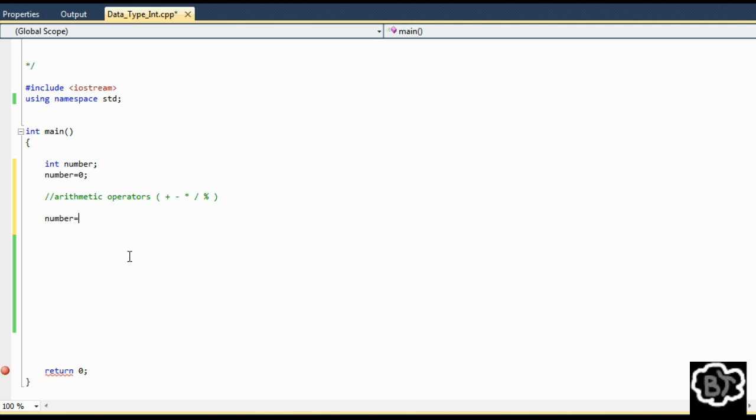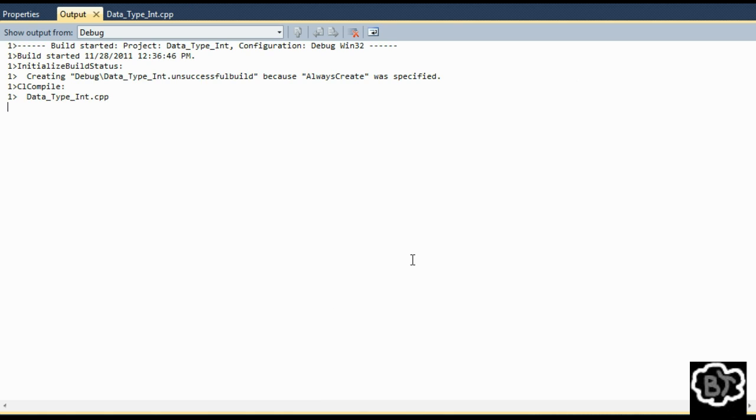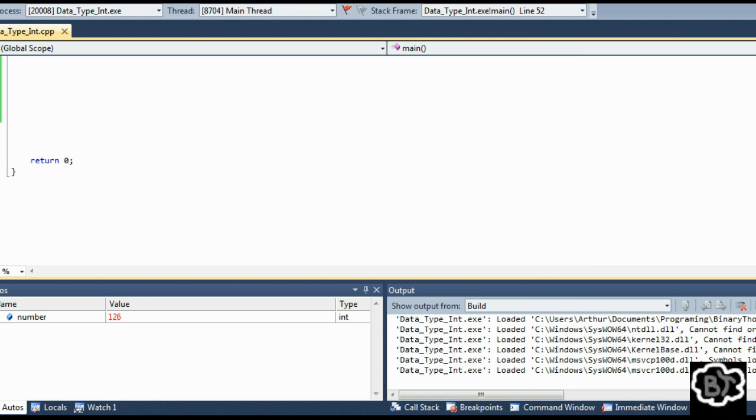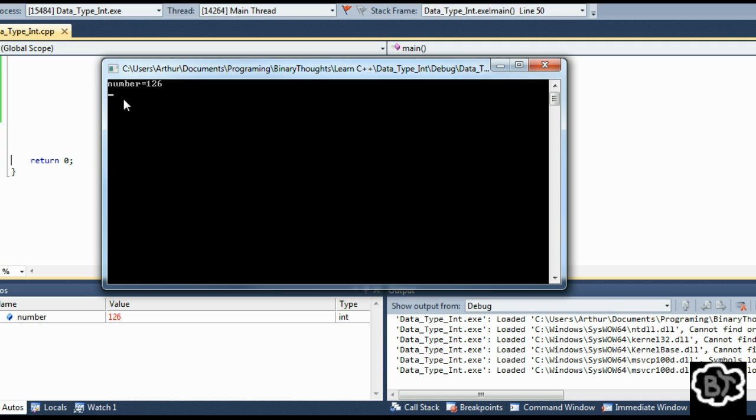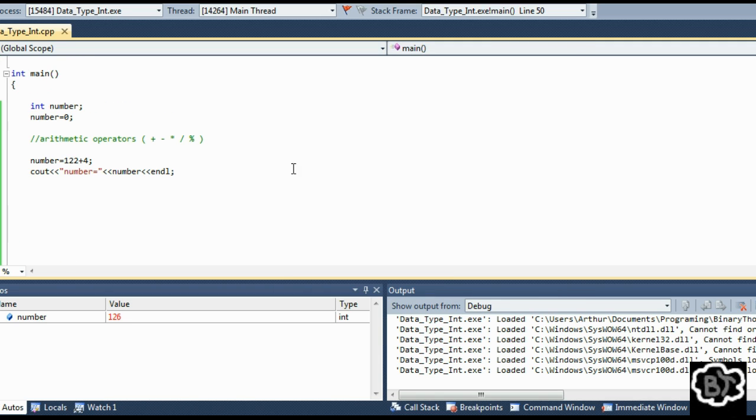So if we wanted to do some addition, maybe we wanted to know what 122 plus, let's just do 4, which of course is 126. Just to prove a point, let's go ahead and run it and show that it does indeed come out with that calculation. And if you saw that, it does. Number is equal to 126. And if you're not sure what this is, don't worry about it. We'll cover it later. It's just displaying the actual value of number to the console.